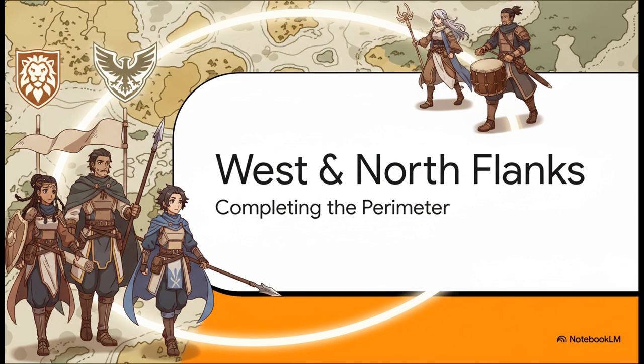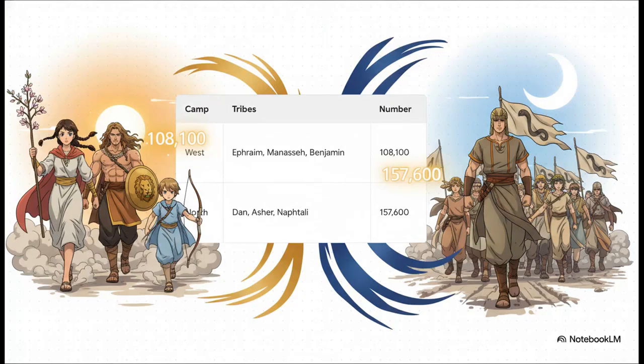Section 5. West and North Flanks. Let's finish drawing our map by visiting the remaining tribes stationed over on the west and north sides. Following the text strictly verse by verse, we move to the west. Here flies the standard of the camp of Ephraim. The tribe of Ephraim is led by Elishama, meaning God has heard, numbering 40,500. Next to them is Manasseh, led by Gamaliel, numbering 32,200. And completing the west is Benjamin, led by Abidan, with 35,400. This entire western camp totals 108,100 men.